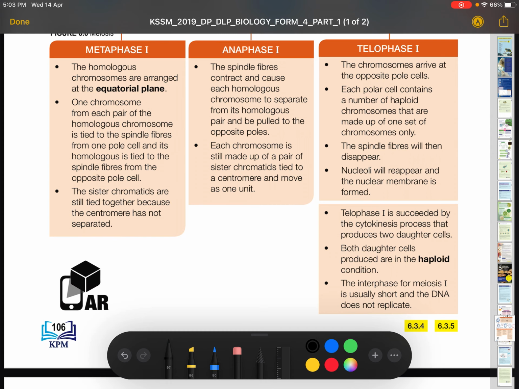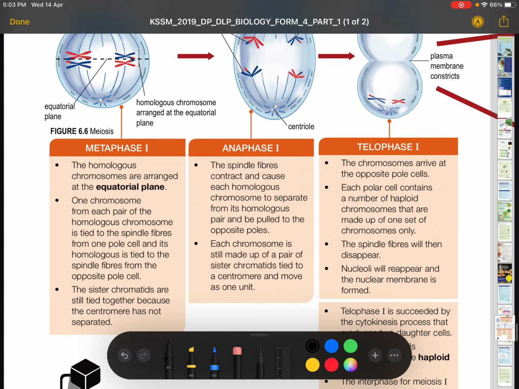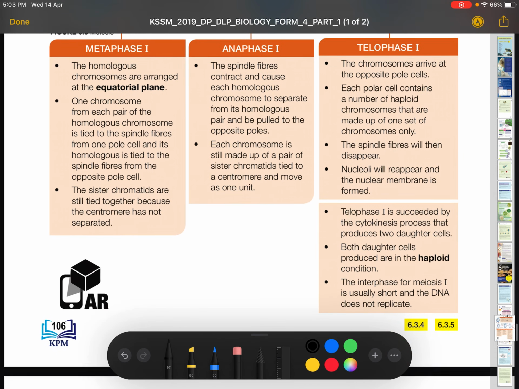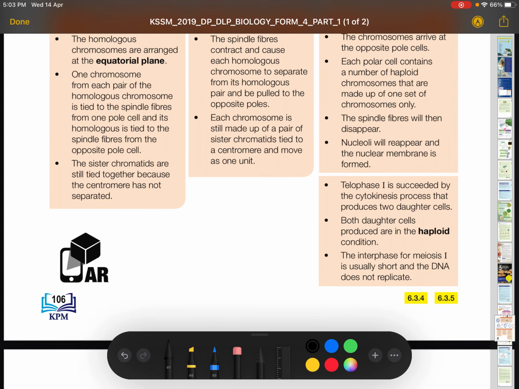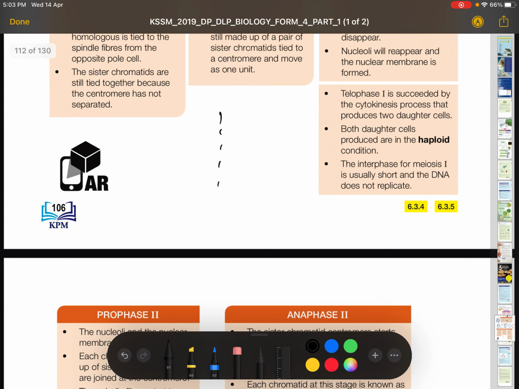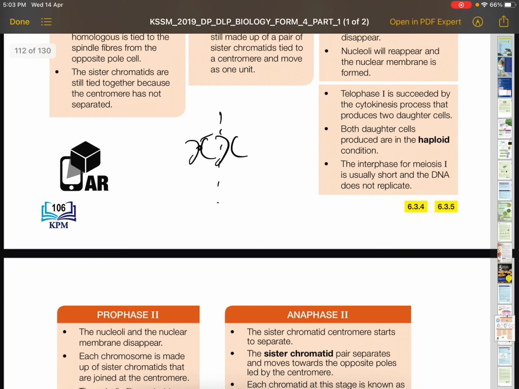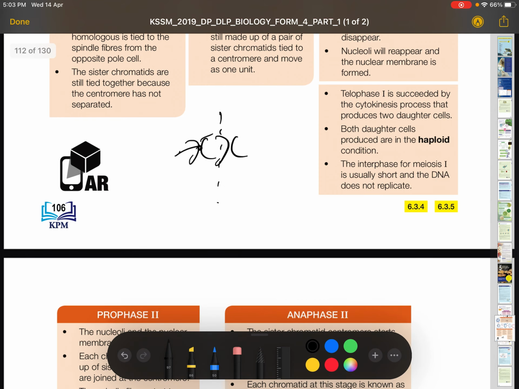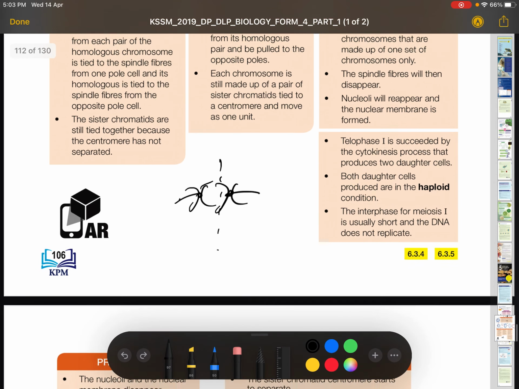In metaphase 1, the homologous chromosomes are arranged at the equatorial plate. One chromosome from each pair of the homologous chromosome is tied to the spindle fibers from one pole cell, and its homologous is tied to the spindle fibers from the opposite pole cell. So what this means is, if this is the center, the equatorial plate or the metaphase plate, and these are the homologous chromosomes, the spindle fibers are not like this. It's like this and like this, not connected.